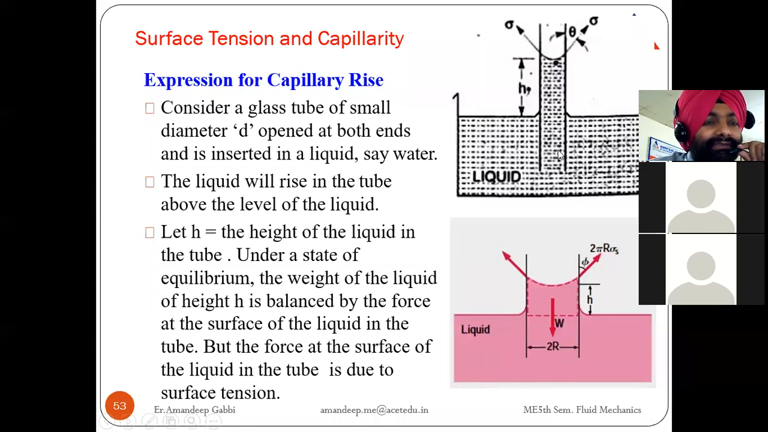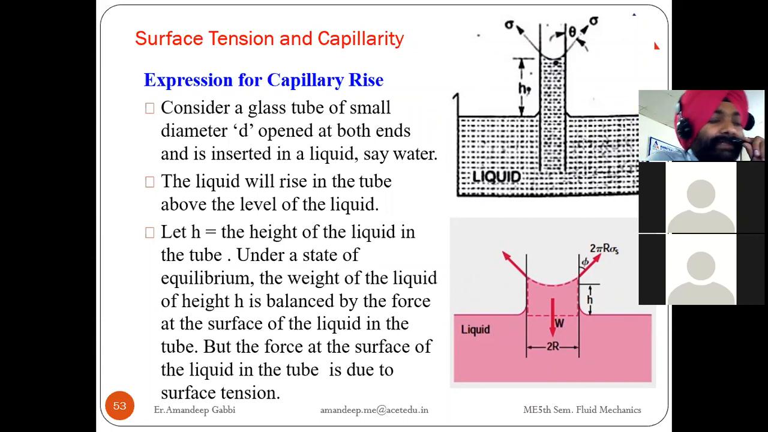When a capillary tube is inserted in this liquid container, there will be a rise in the liquid. Let h be the height of the liquid in the tube under stable condition. Once you have inserted the tube, the water will not keep on rising and rising. It will get stable at some height. After some time, it will get stabilized, and after that, it will not rise up.